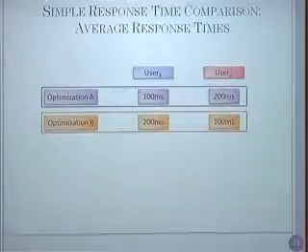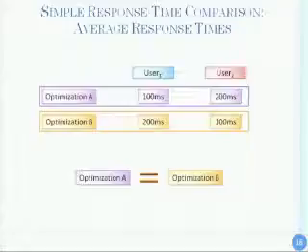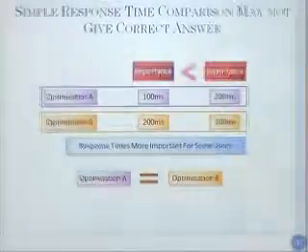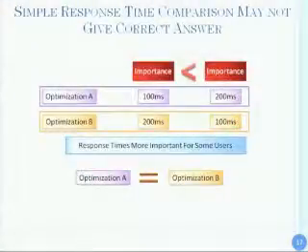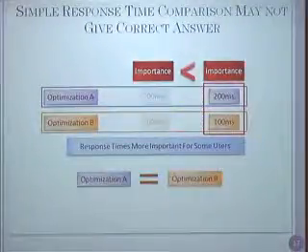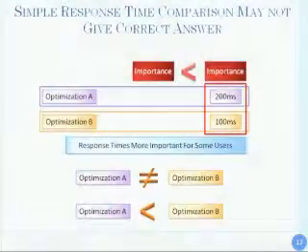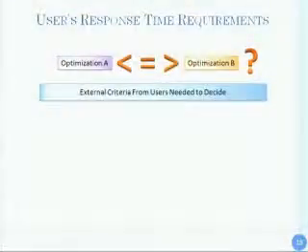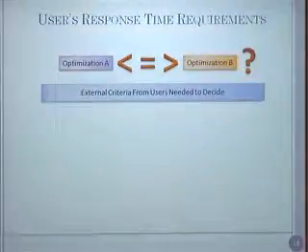Okay, if we do a simple response time comparison, say the average response times, we would say that the two optimizations are equally good. But the response times of some users may be more important than those of others. So suppose user 2 is more important than user 1. In this case, we see that optimization A doesn't give as good response times as optimization B, therefore optimization B is actually better. So to actually decide which optimization is better, we need external criteria which are user dependent.